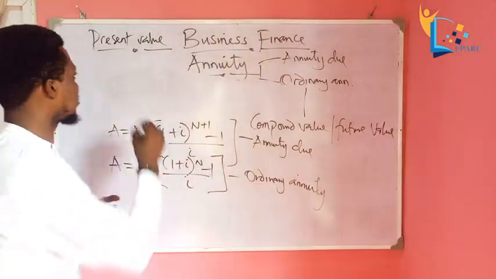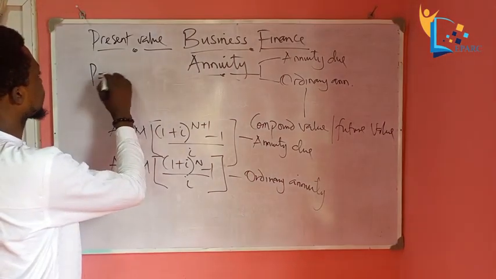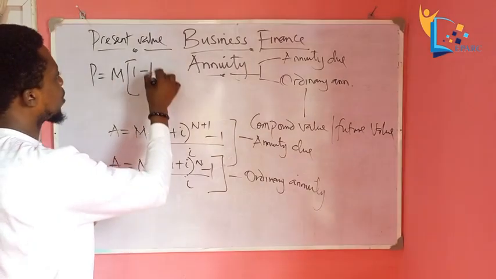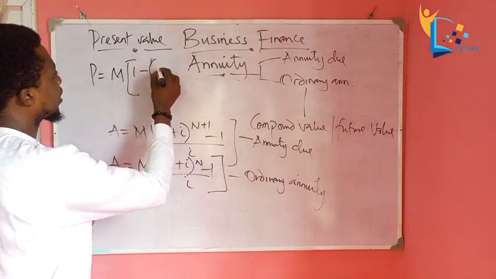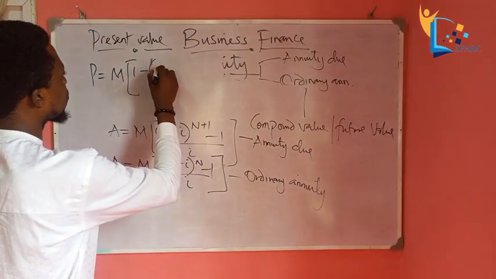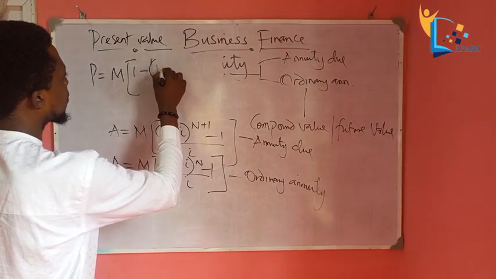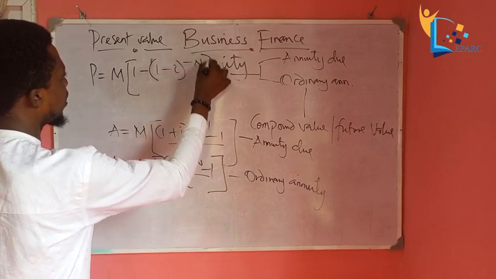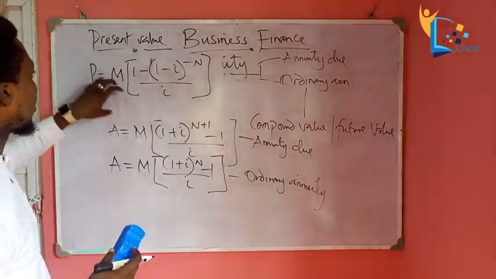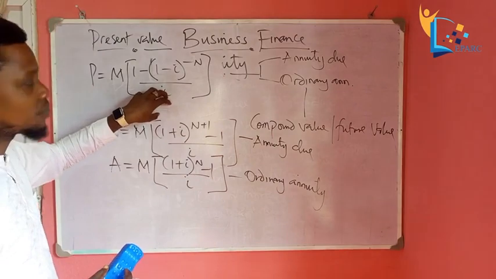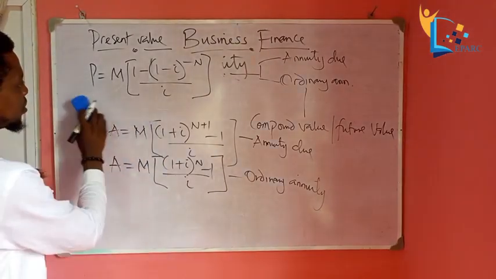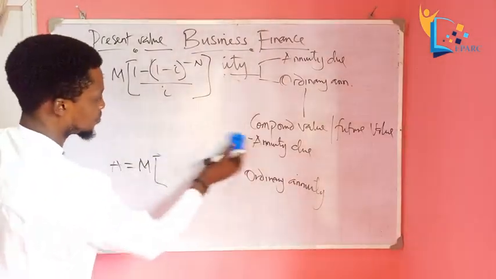The formula is given as P equals M, open brackets, 1 minus, open brackets, 1 plus I raised to the power of n, all over I. This is the formula for the present value of a future annuity. I'll wipe this off so that I can give us the next part.